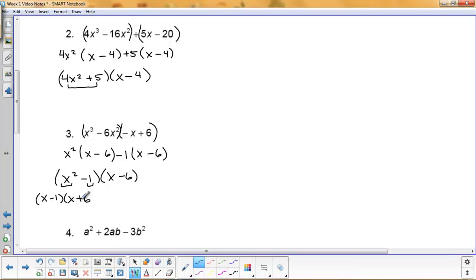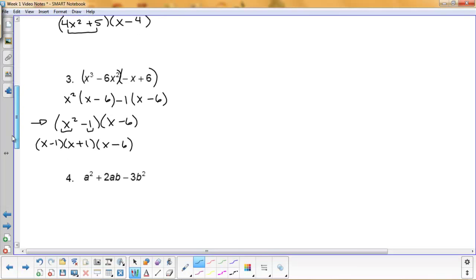And of course you can't... Got ahead of myself there. I was about to say you can't forget about that x minus 6, and I just went ahead and wrote that. All right, so the final simplified form of this is x minus 1, x plus 1, and x minus 6, because this is the difference of squares. Keep an eye out for that in the future.